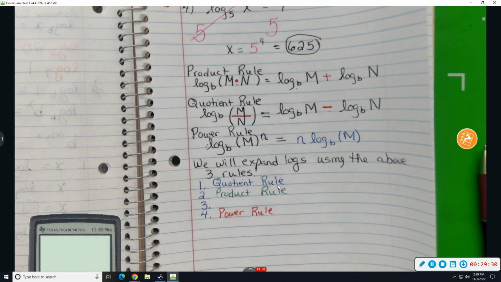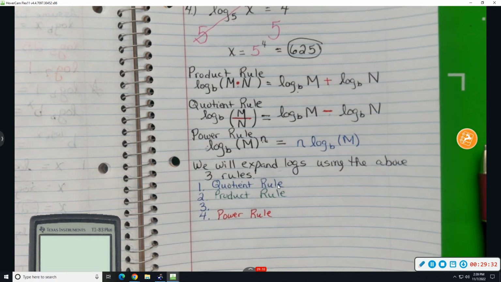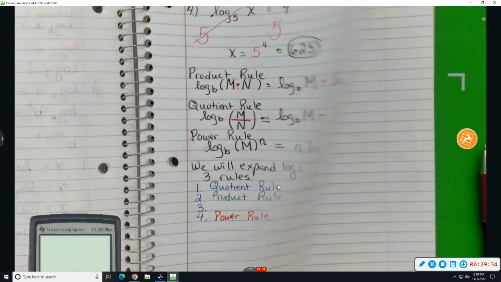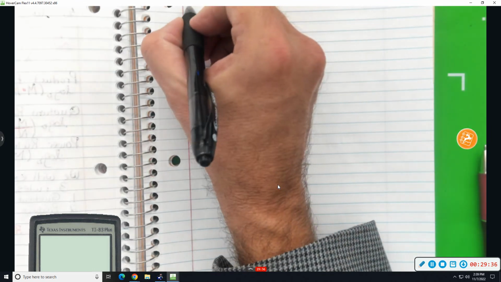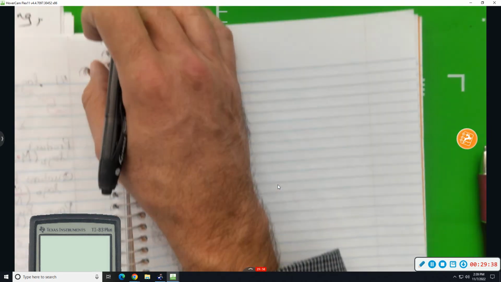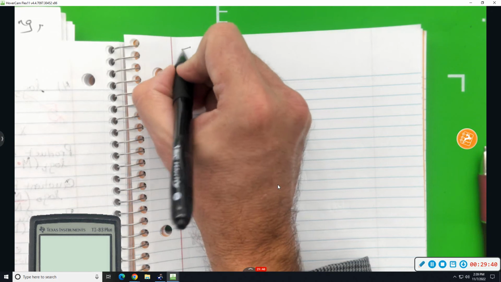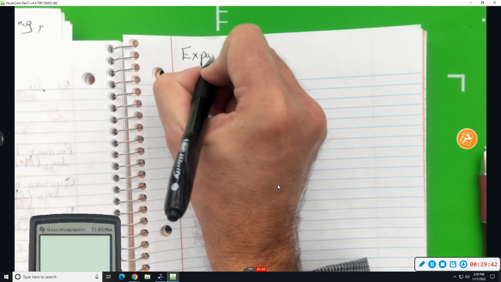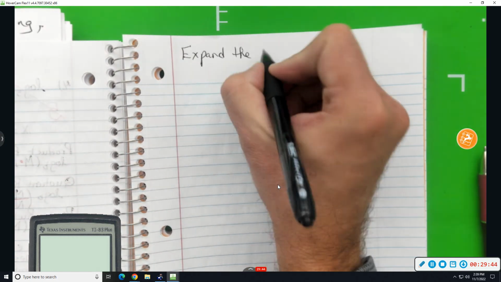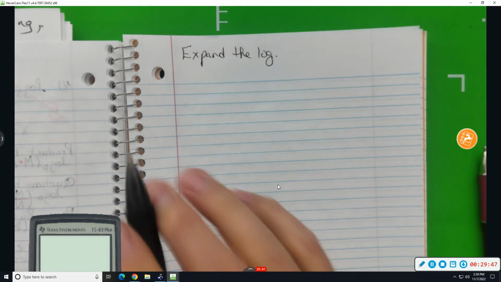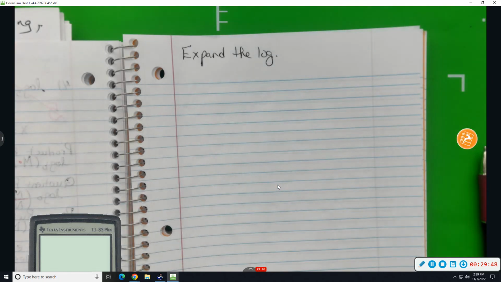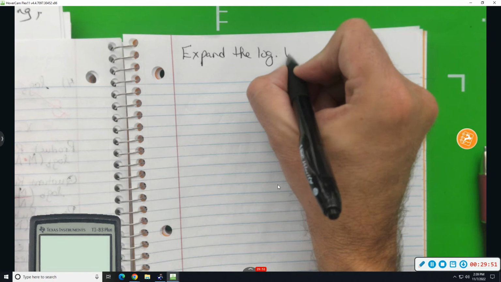I think I'd better move on to another sheet of paper. Yeah, okay, I'm going to flip it over. Here's what we're going to do. The instructions might say expand the logarithm. That's the formal name. Sometimes, like on number 5, I think it says write it as a sum or difference.